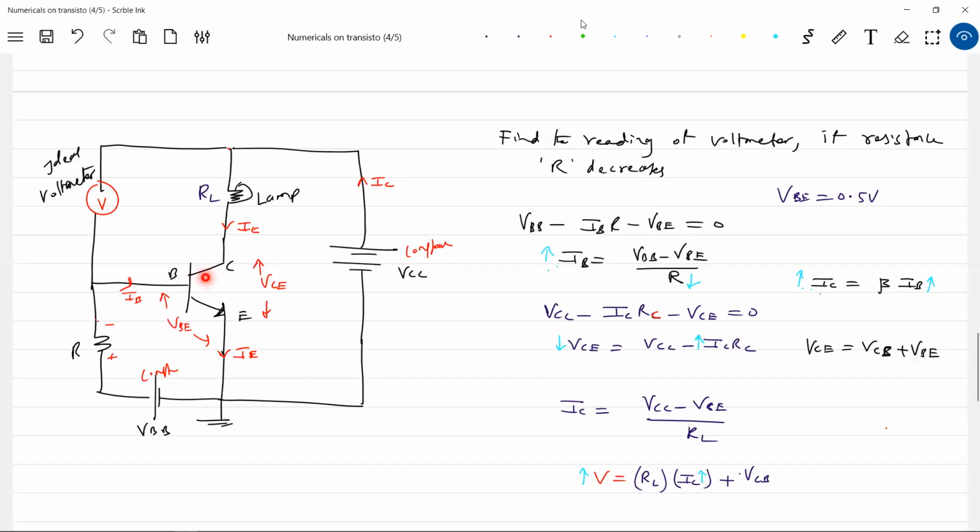The effect of this VCB is where we got stuck. I can write one loop equation like this also. Plus VCC minus IBRB minus VB equals 0. Sir, even in the question he asked the reading of the voltmeter. He didn't ask whether it will decrease or increase, sir. So because it is constant, sir.